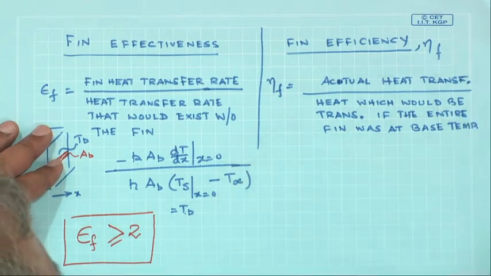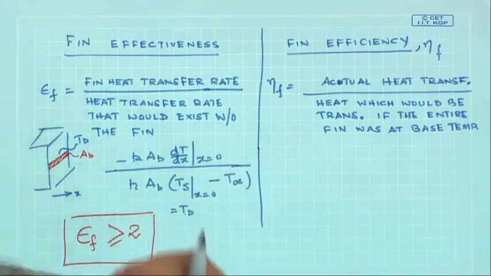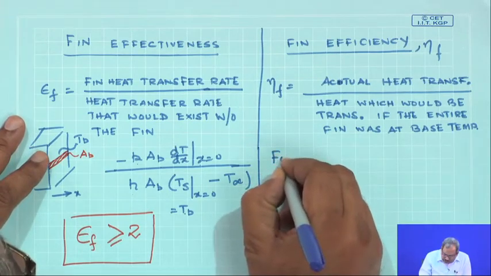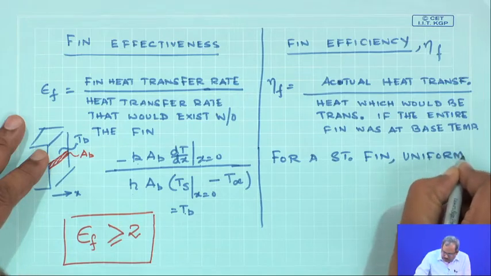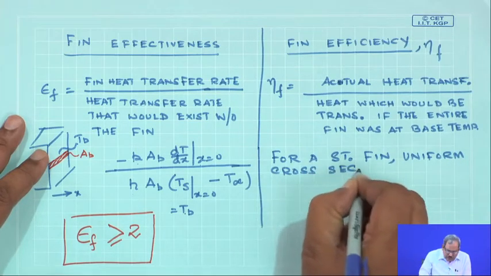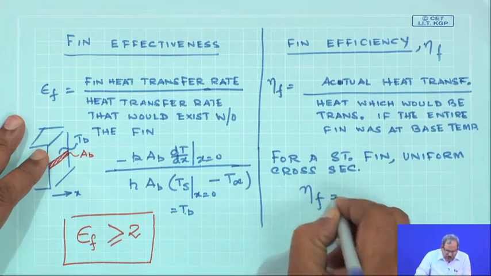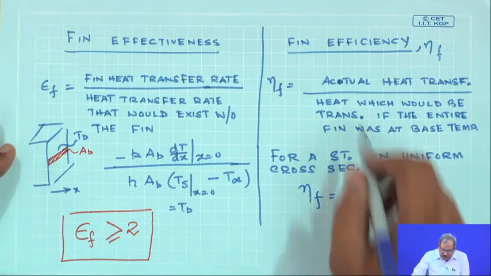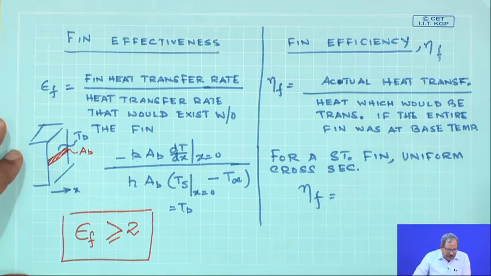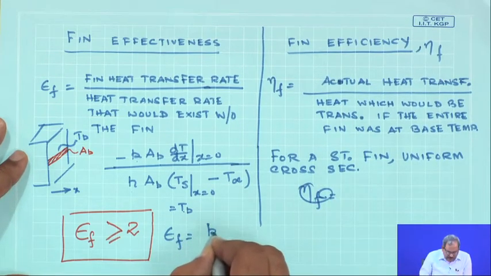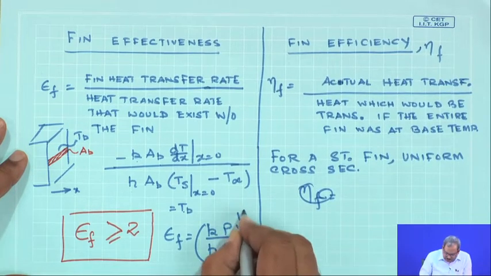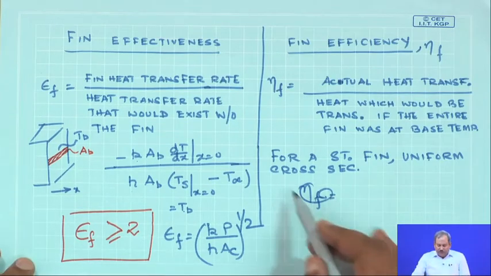I will very quickly tell you what would be the form of the fin efficiency, and then we will see how that would give us an idea of what should be the shape of the fin. So, for a straight fin of uniform cross section, the performance of the fin, this epsilon f, would be equal to (k P / h A_c) to the power half. So, this is the fin effectiveness.